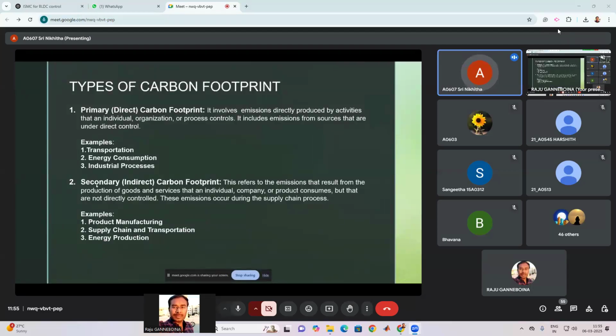Transportation, such as the emissions from driving a car, taking a flight, or using public transportation. For example, carbon dioxide is produced by burning gasoline in a car engine. Energy usage, or energy consumption, includes the direct emissions from heating, cooling, or cooking, and from any home appliances that use electricity powered by fossil fuels.